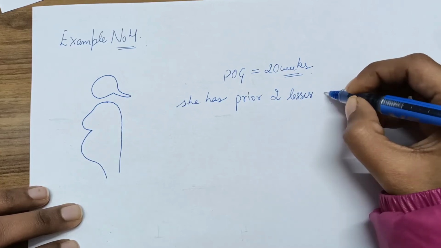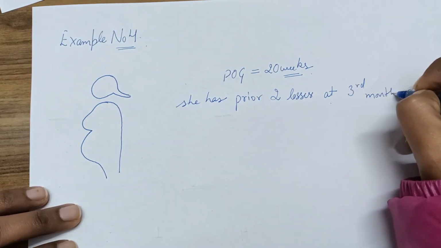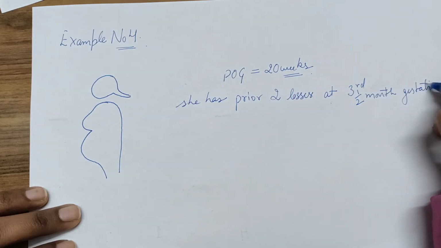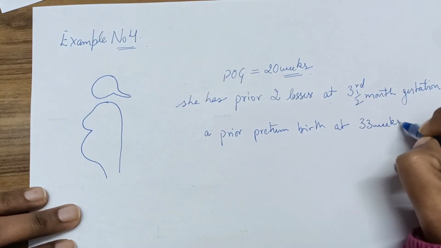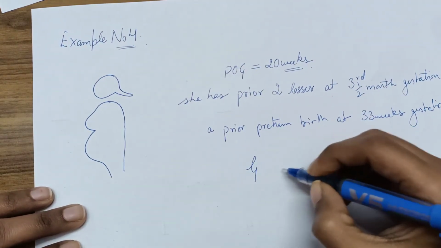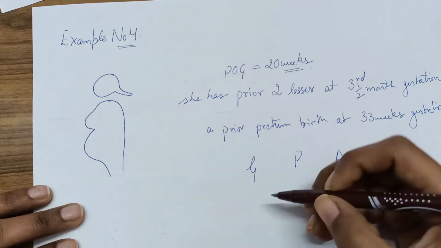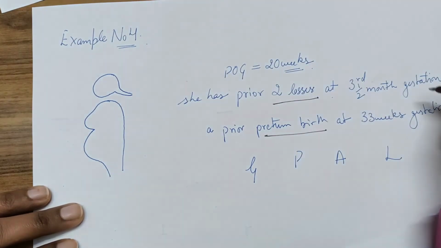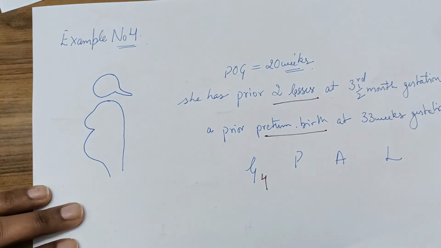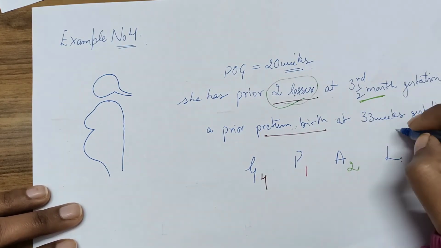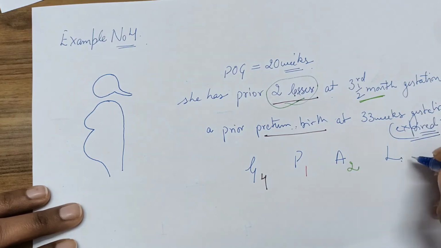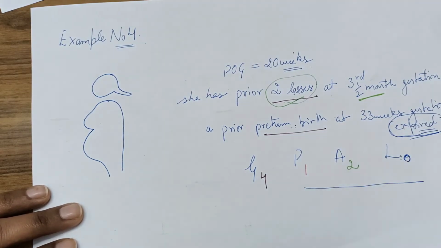Now this is the last example that we have. We have a patient that is at 20 weeks gestation. She had two prior losses at 3.5 months of gestation, which is less than 20 weeks, right? And a prior preterm birth at 33 weeks gestation, and that baby has expired, right? And what's her formula? So again, calculating her gravida, she's pregnant now, she has two prior abortions and a preterm birth, so gravida 4. Parity, she had a preterm birth at 33 weeks, that was beyond viability, so that is 1. And abortion 2, her baby has expired, so live 0.